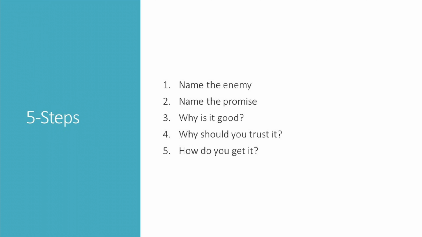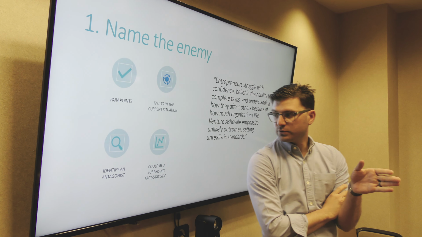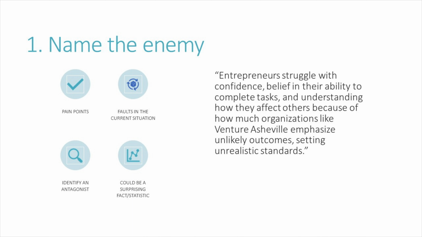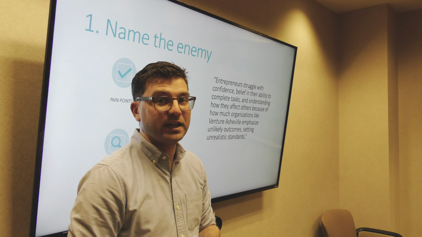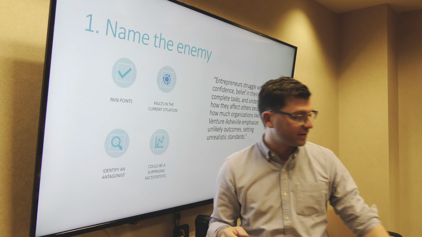So you start off, you want to name the enemy. You start off with an antagonist. You want to come out strong with a pain point, identify faults in the current situation, identify an antagonist, or it could even be a surprising fact or a statistic. My enemy, the problem with the current situation, is that entrepreneurs struggle with confidence, belief in their ability to complete tasks, and understanding how they affect others because of how much organizations like Venture Asheville emphasize unlikely outcomes and we set unrealistic standards. So I'm identifying the problem, right? Our entrepreneurs have a problem and it's our fault because of how we've set up what it is to be a successful entrepreneur. That's the enemy.